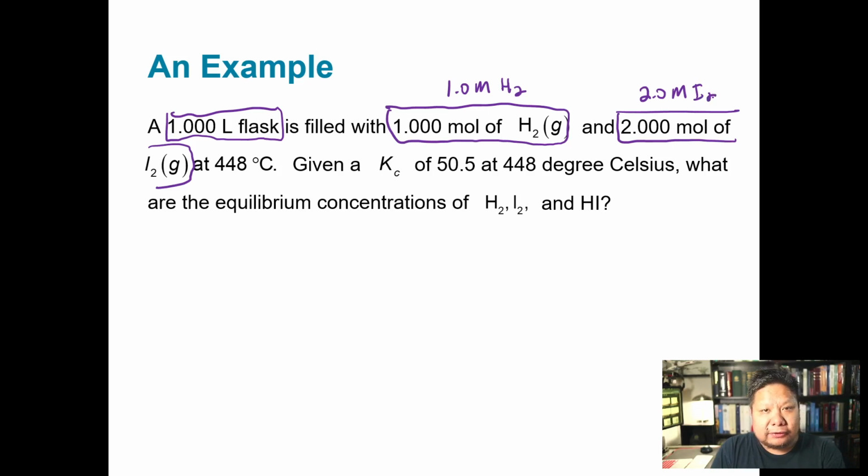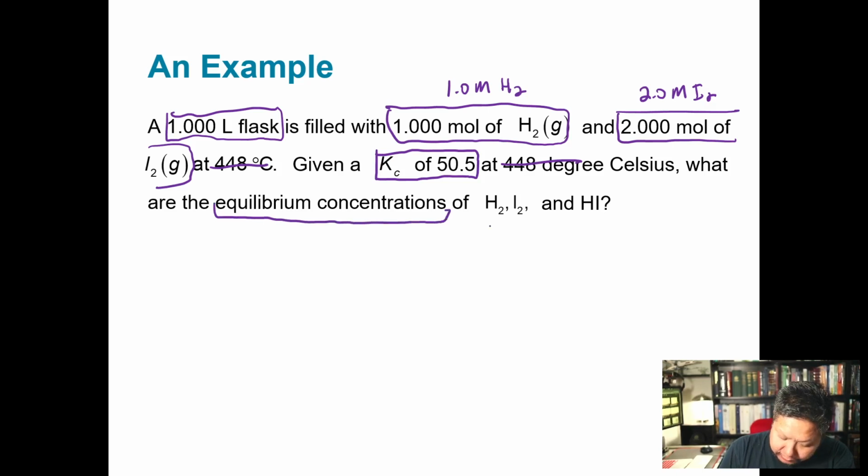And then the only other piece of information in this question that's helpful to us is that the equilibrium constant, or Kc, is equal to 50.5, right? We don't need the temperature for this particular problem, because the problem is only asking for the equilibrium concentration for the hydrogen gas, the iodine gas, and the hydrogen iodide gas, right? So temperature is not required for that.